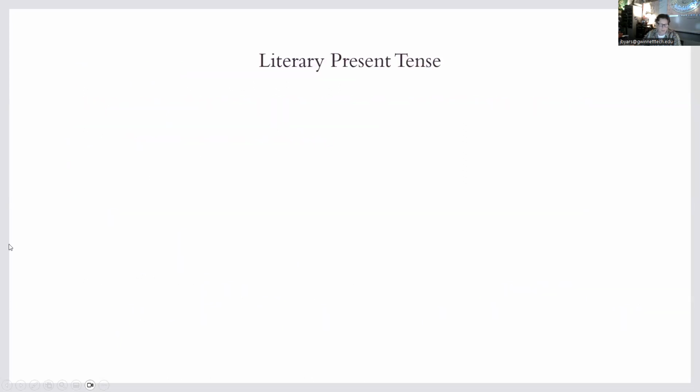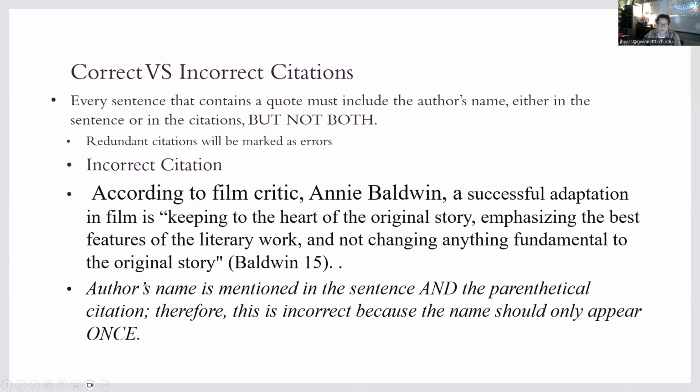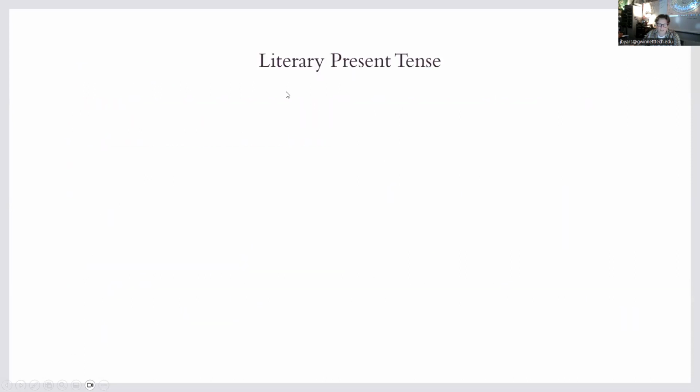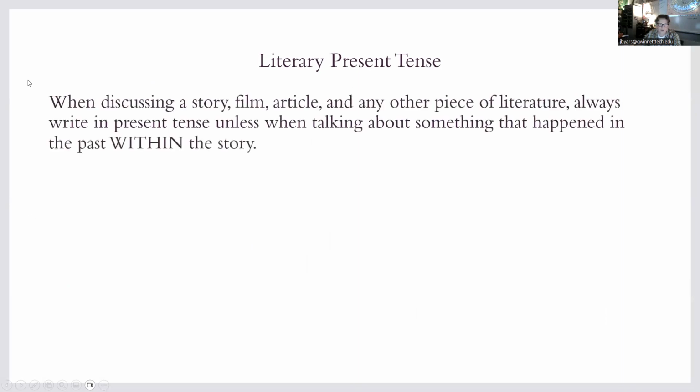Okay. Also, this week, you're going to be doing some writing. You're going to start this week. So in this week's work, if you use a quote and you cite the person twice in the same sentence, it's an error. Next, we have something called literary present tense. When discussing a story, a film, an article, or any other piece of literature, like this week, you will be reading a person's work and talking about it. Always write in present tense, unless talking about something that happened in the past within the story.